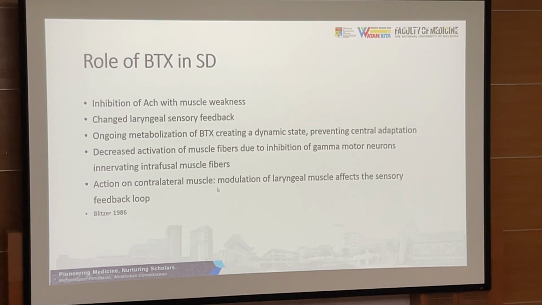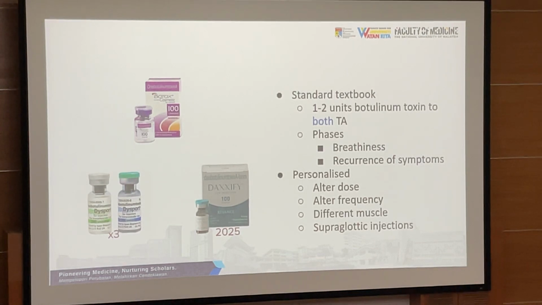In most cases, we only inject botulinum toxin to one side, yet the patient has a good response. And you don't need to inject both sides of the paraglottic space, or both sides of the thyroarytenoid muscle. So the action on the contralateral muscle is due to modulation of the laryngeal muscle that affects the sensory feedback loop. All this mechanism of how botulinum toxin treats patients with spasmodic dysphonia was documented by Dr. Blitzer in 1986. So these are the 3 preparations for botulinum toxin that are available.